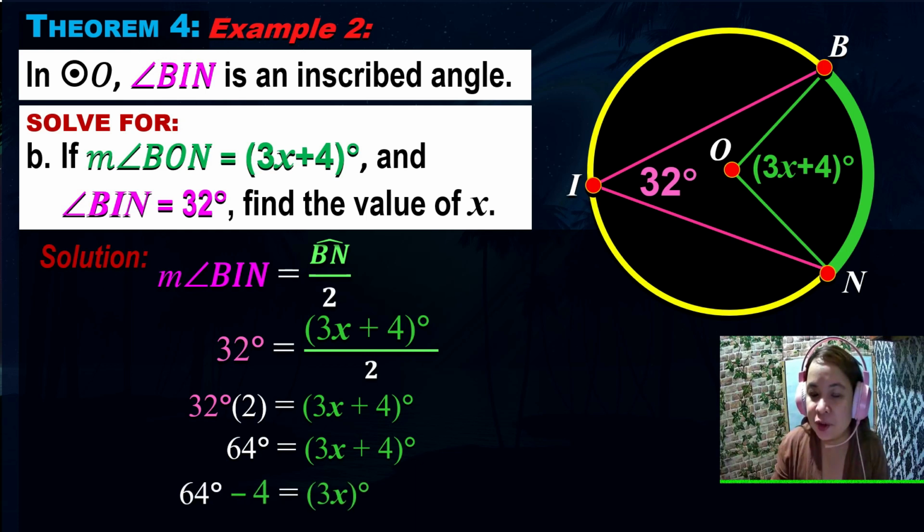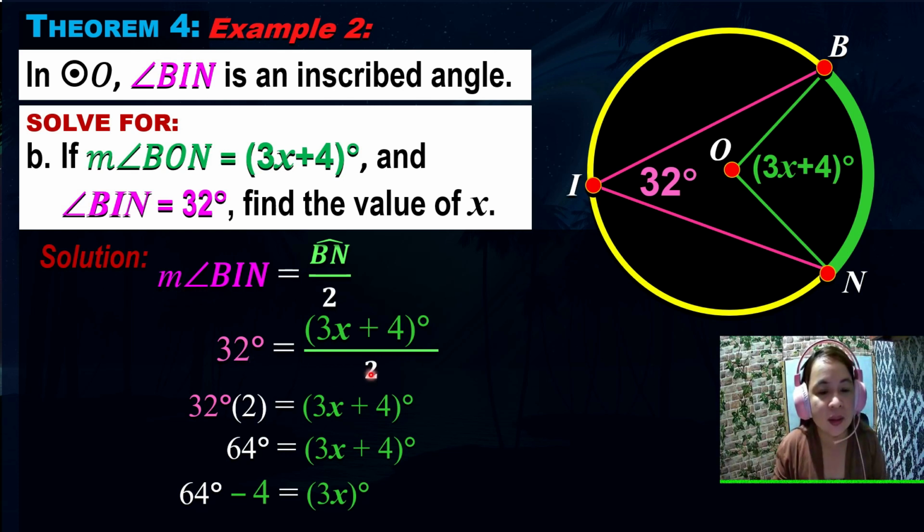Now, if the measure of angle BON is equal to 3x plus 4 degrees and angle BIN is equal to 32 degrees, find the value of x. The measure of angle BIN, so that is the inscribed angle, is 1/2 the measure of its intercepted arc. So, our intercepted arc is BN. So, ano ba ang sukat ng BN? So, ang sukat ng BN ay 3x plus 4. Ang measure ng angle BIN is 32.